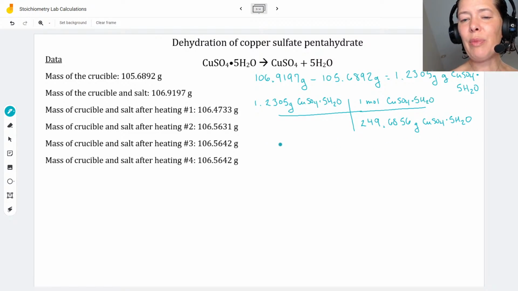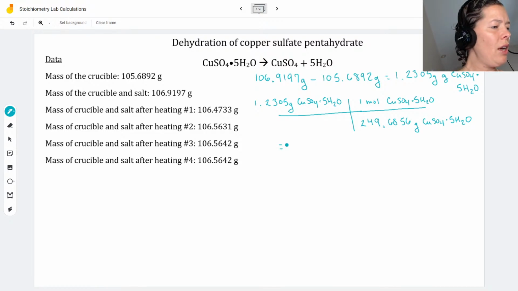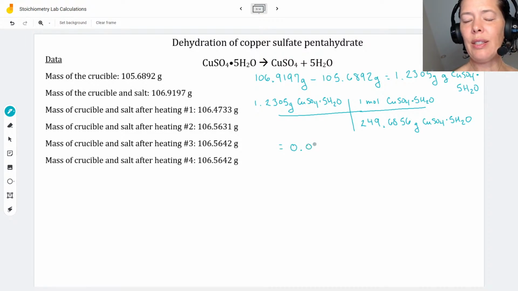Okay, I'll come down to my next line here. So that is going to give me 0.00492282 moles of copper sulfate pentahydrate. All right.